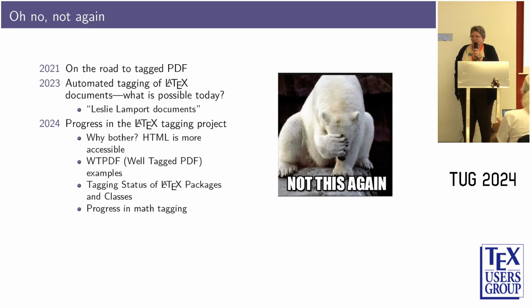I will first give a bit of motivation, why we are doing this. Then I will say something about the well-tagged PDFs that we created, the examples, and show the status list of packages that we started now, which shows which packages are compatible and which are not compatible. And at the end, I will say something about the progress on the problem of the tagging of math.